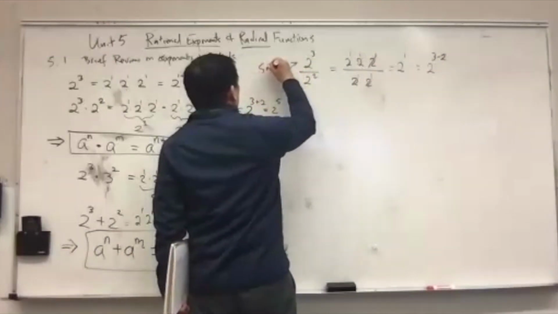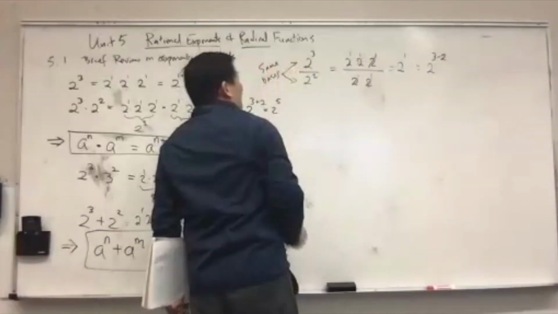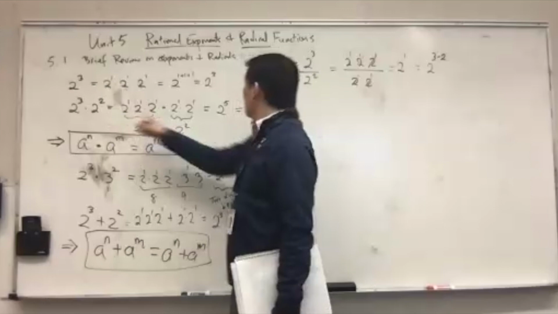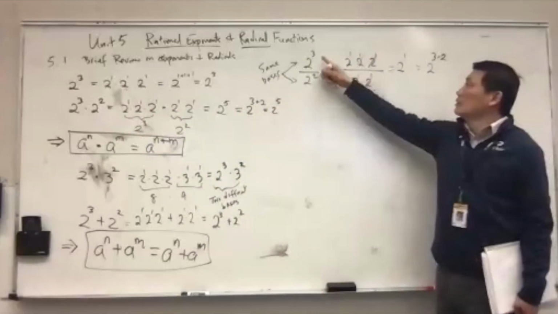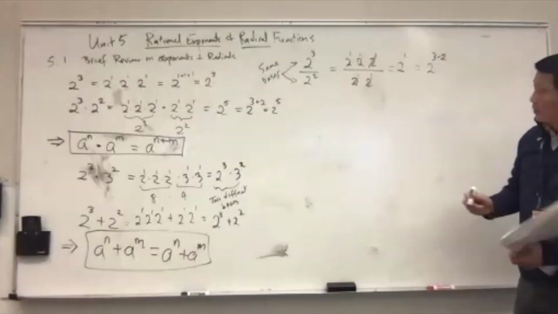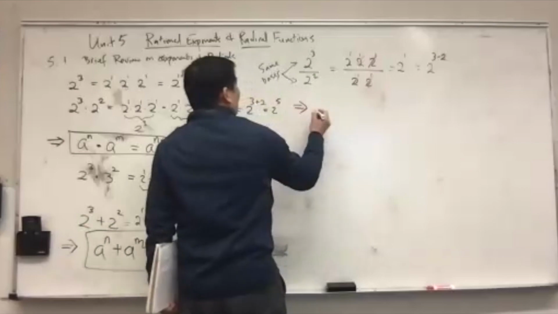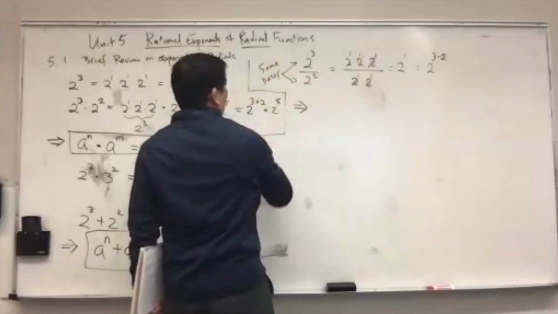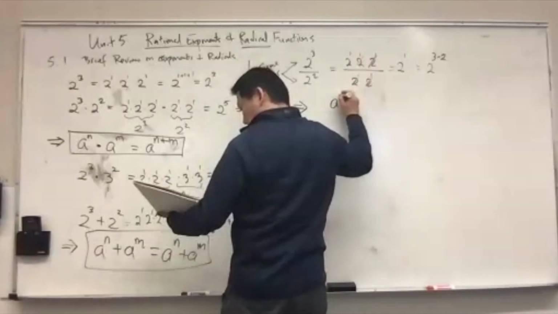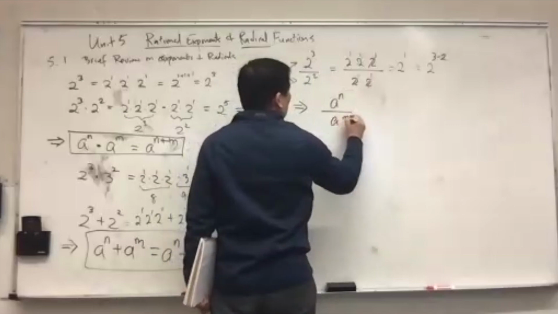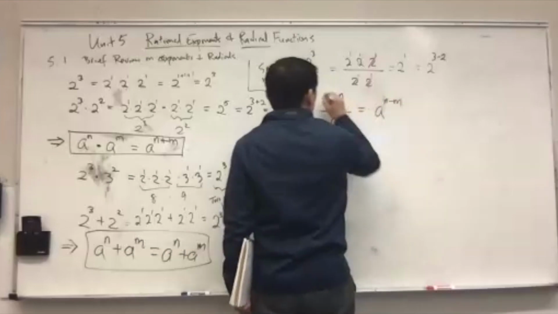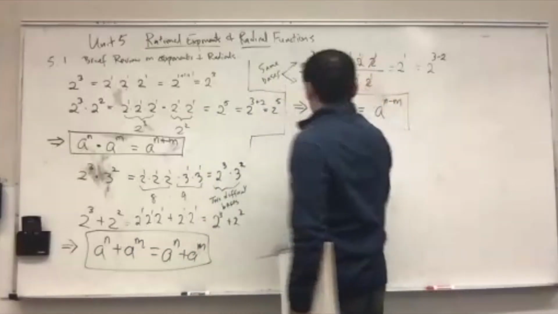Notice they're the same base, right? And instead of multiplying, where you add exponents, you are dividing, and when you divide, you subtract the exponents. So what that means is we can suggest that a to the n over a to the m could be written as a to the n minus m, right?